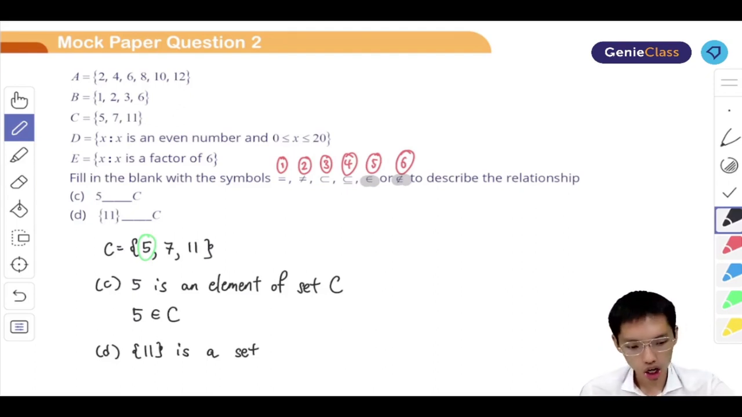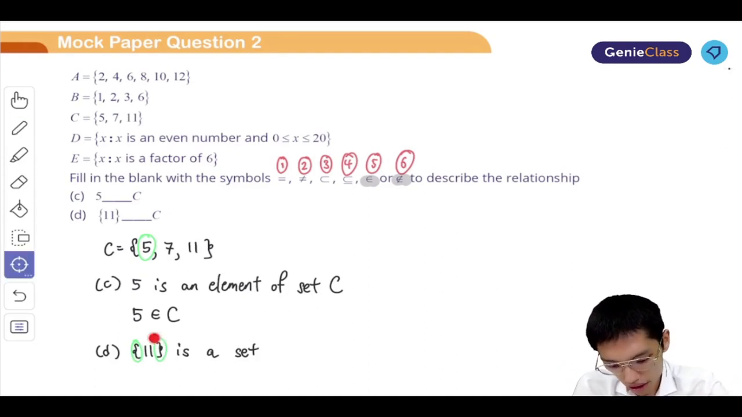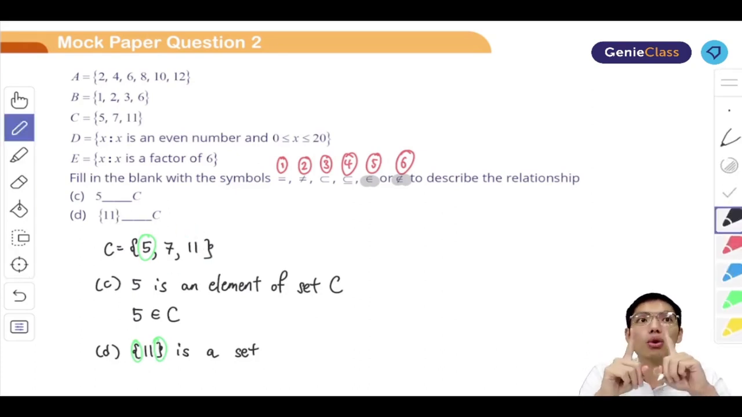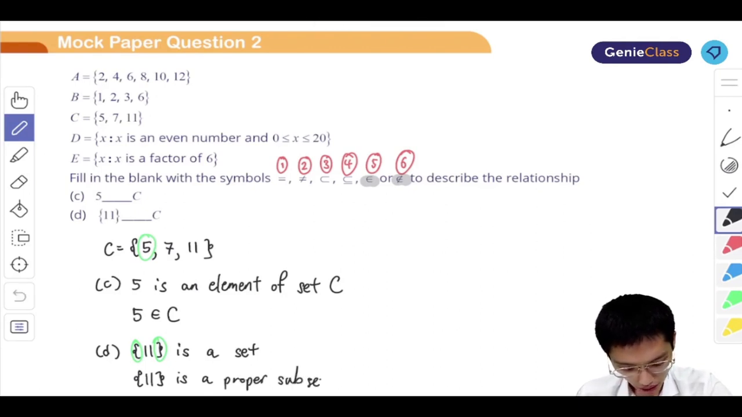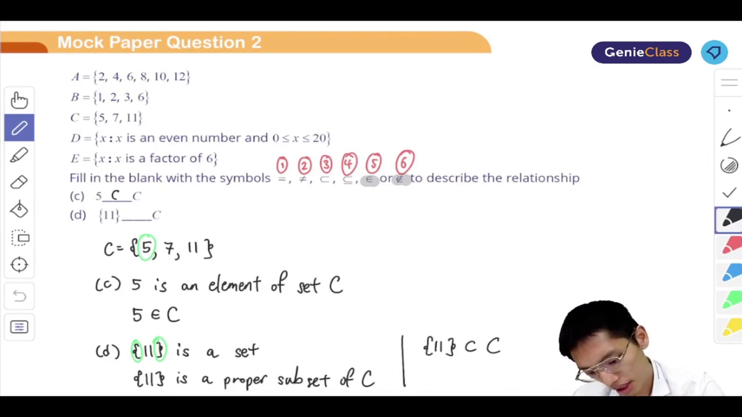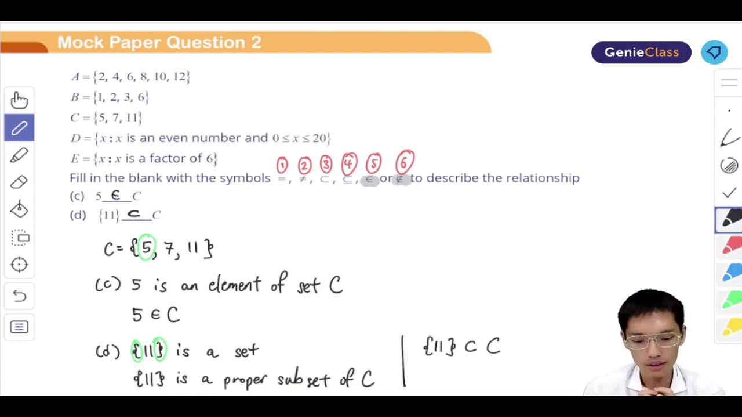Because it's a set because of the curly brackets here. And in fact, because this is the only element involved as compared to this, okay, they are not equal. So what happens? This is a proper subset of C. So therefore, this is a proper subset of C. So therefore, for D, the answer is this. It's the proper subset notation. Very good, Elizabeth. Glad that you're all listening well.